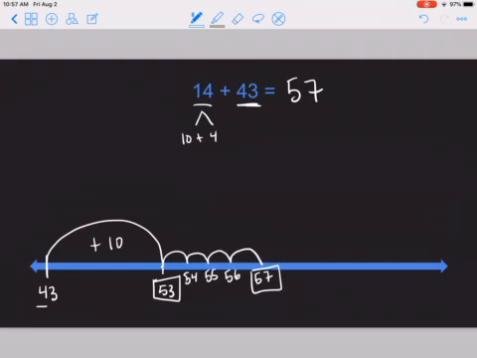So there are 2 quick examples. We'll practice this some more, but I hope this is a good introduction and to see how we can add on a number line.